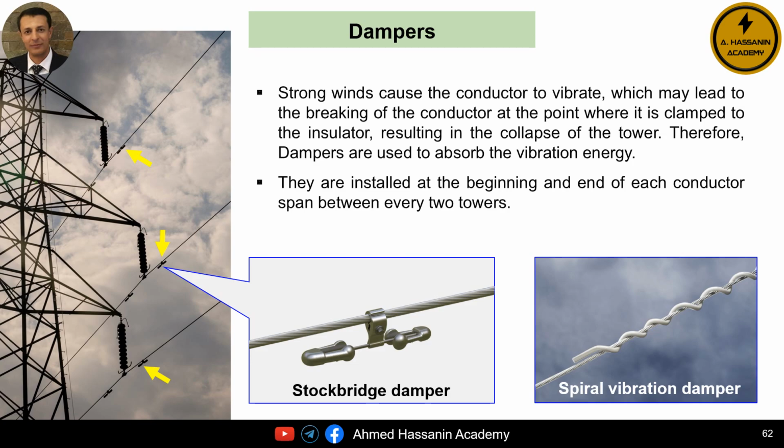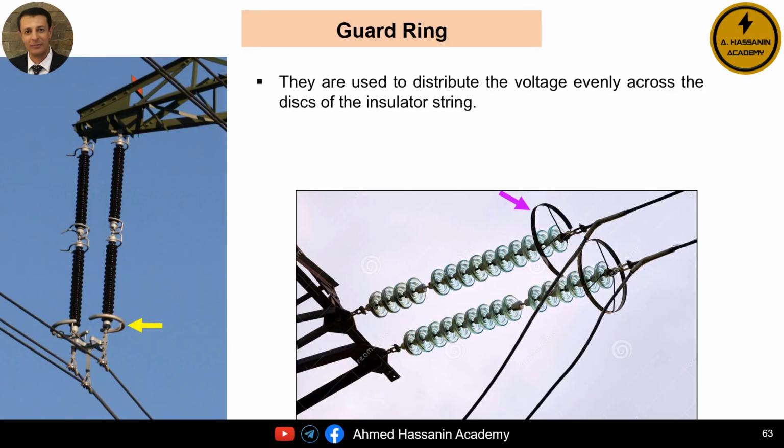It is very important to know that there are two main types of dampers. One, Stockbridge dampers, which consist of a short cable with weights, either concrete or metallic masses, attached at both ends. These dampers are typically installed at the beginning and end of each conductor span between two towers. Two, spiral vibration dampers, which consist of a heavy wire that is coiled around the conductor in a spiral shape, similar to a spring. These types of dampers are essential for ensuring the stability and longevity of overhead transmission lines under windy conditions.